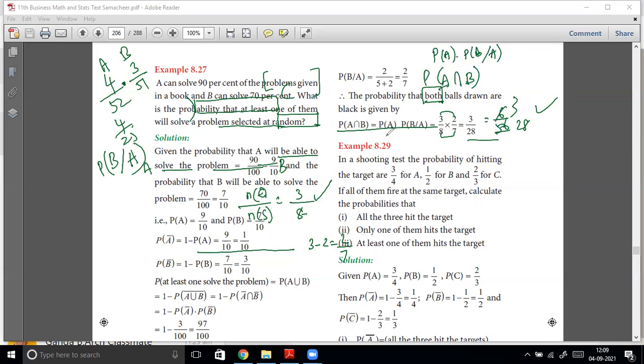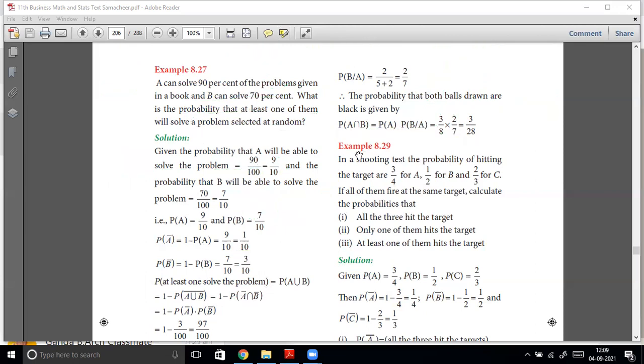Any issues? See, when the events were independent, how did you apply it? Example 8.27 was an independent event. So P of A dash intersection B dash, you directly said P of A dash into P of B dash. That's all. Directly you substituted this. Here you cannot do that. You have to do P of B given A. So that is one example that is over.